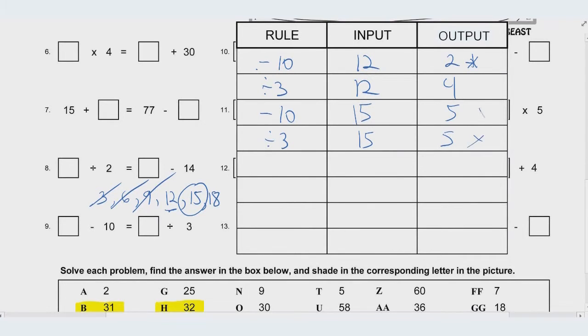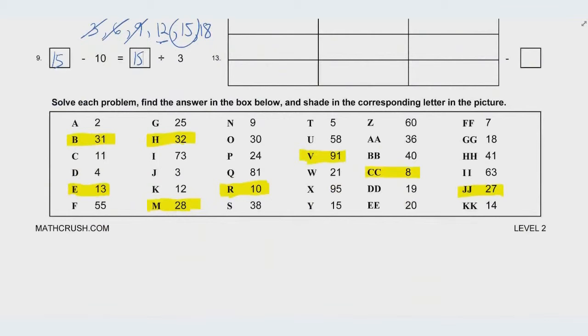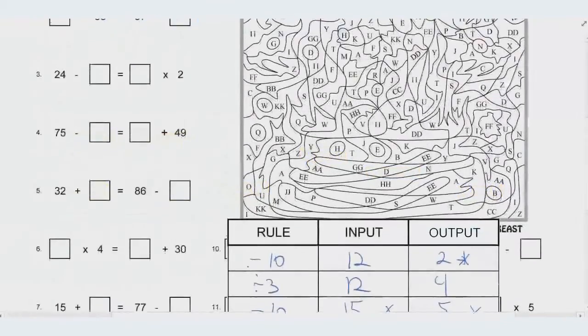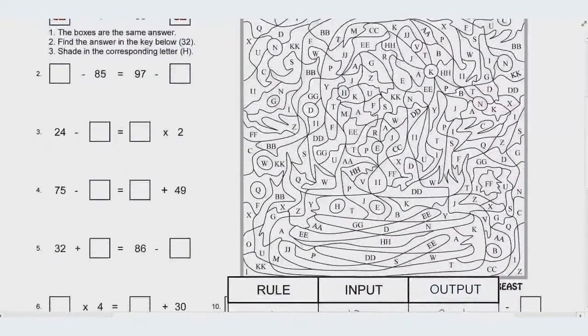So our output is the same, so we know that the answer has to be 15, and we find 15 in our box. Where is 15? It's Y. Y is going to be 15. We find 15 up in the picture, and we shade it in.